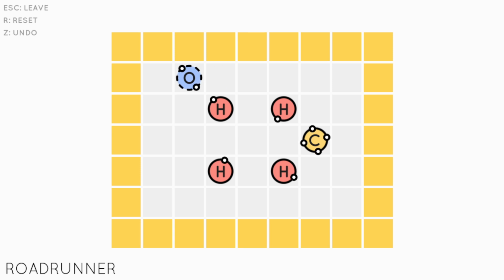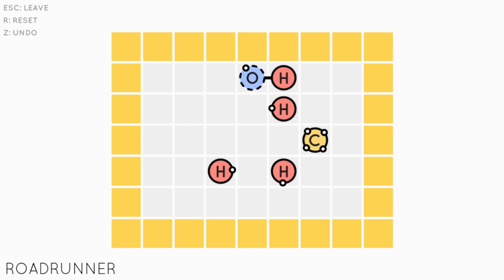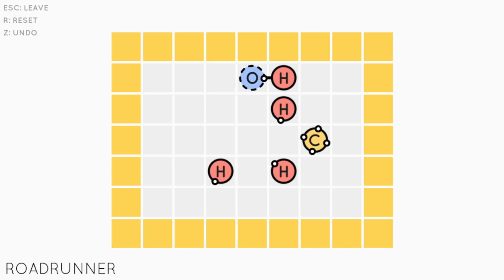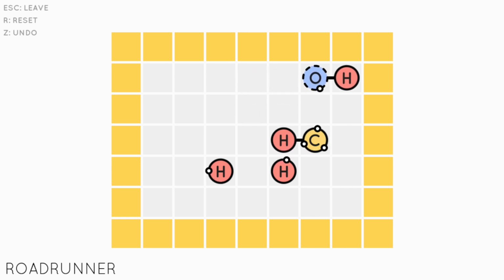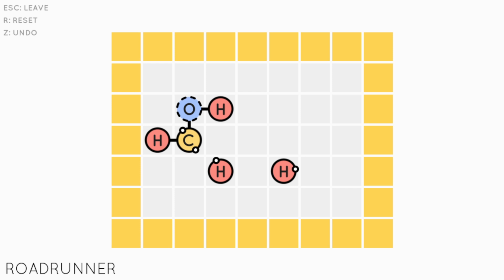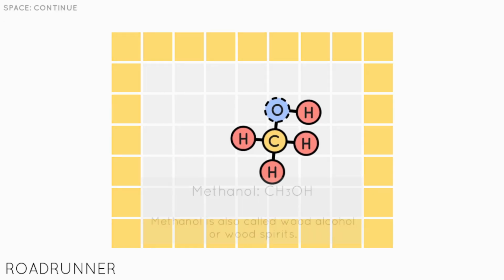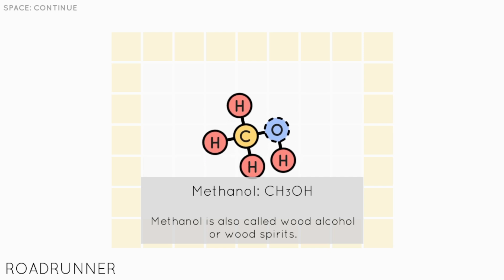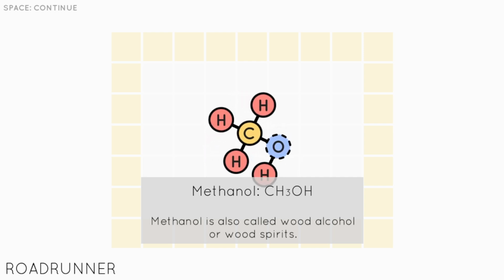Okay. Maybe I want to do this so I can push stuff down. What would you bond with? Oh, okay, you don't bond with the other H first. You bond with the C first. Cool. I can probably do this and then bond with other stuff. Yeah, and this is classic alcohol, methanol. Methanol is also called wood alcohol or wood spirits.